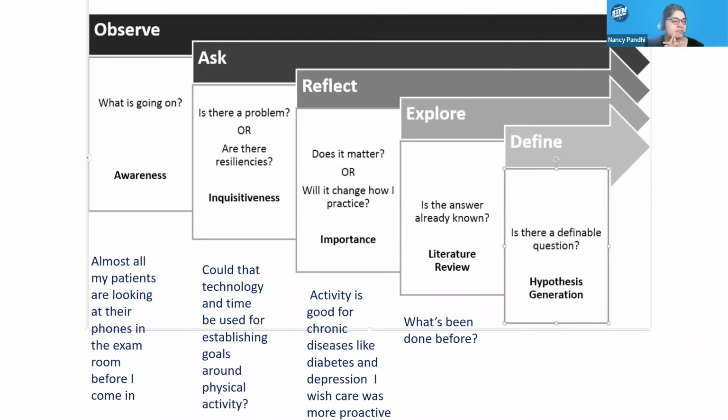So then the next step, right, reflecting about it, of course, I know activity is good for chronic diseases like diabetes and depression, which a lot of my patients have. And I'm really sometimes getting frustrated with those chronic diseases because I feel like we're being more reactive to those as opposed to proactive or preventive, as a general frame. So that's just walking you through how you go through those questions. And then, of course, you get to the lit review, like what's been done before, which is where we'll move on.